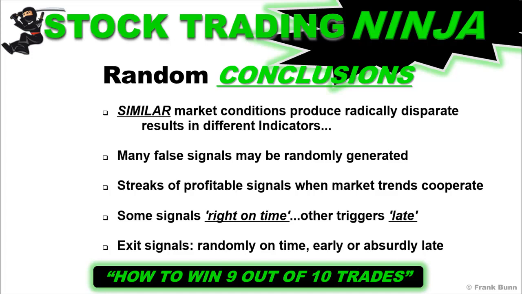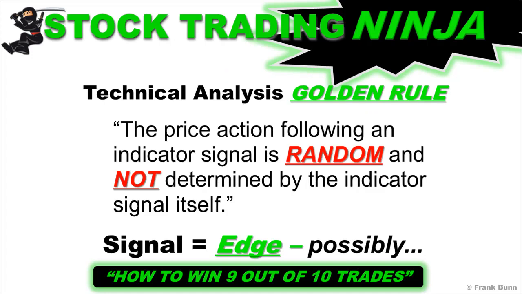With outcomes so random, why would anybody really bother? No wonder technical analysis gets a bad name. Well, first we have to learn the technical analysis golden rule. That is, the price action following an indicator signal is random and not determined by the indicator signal itself. Okay, this certainly makes sense.